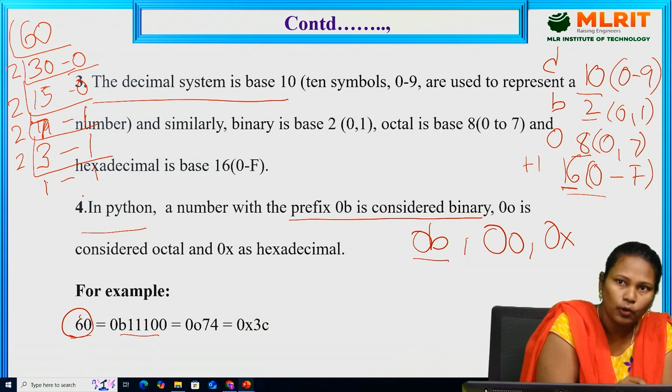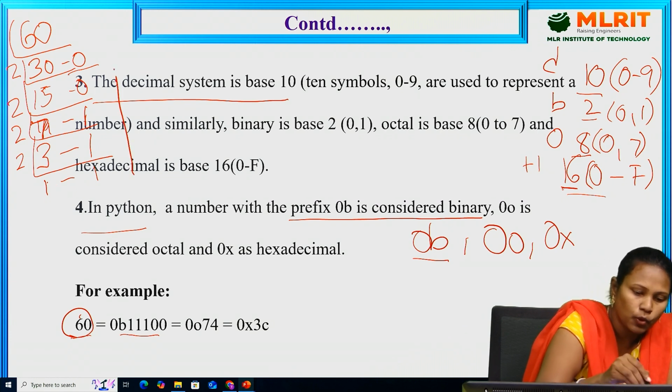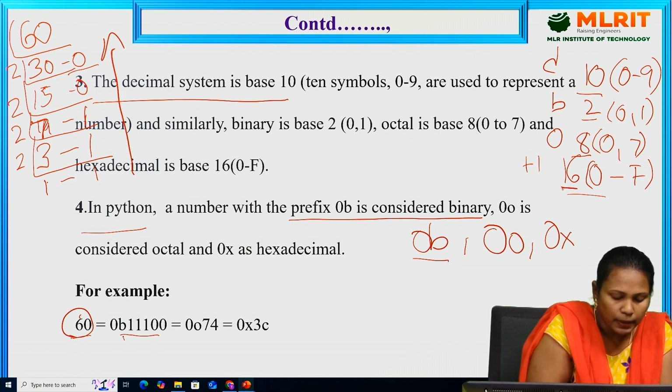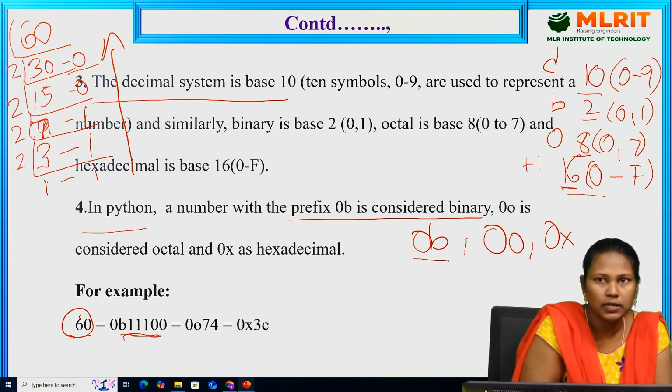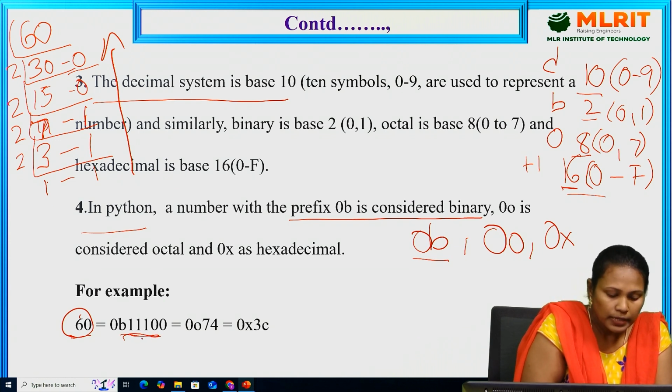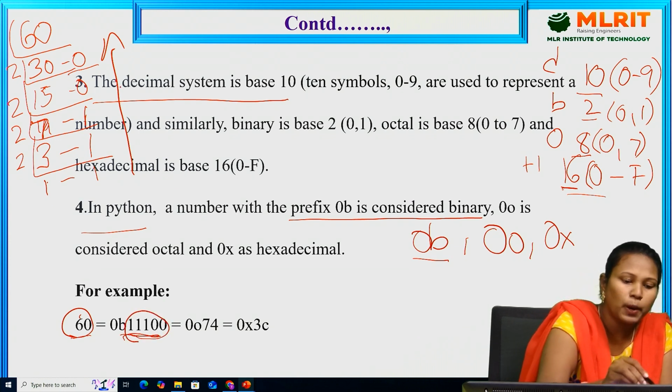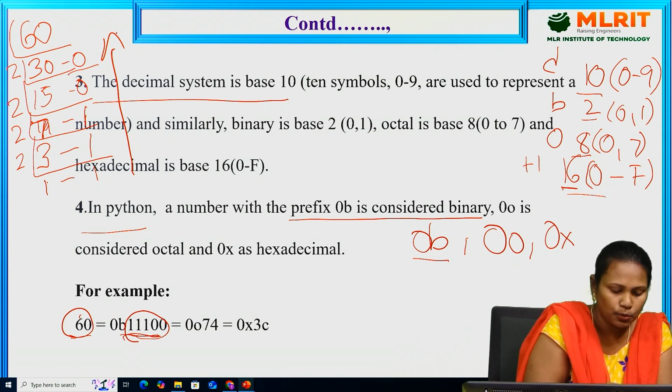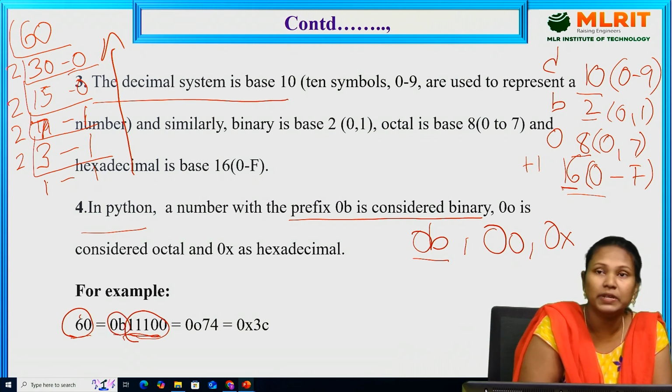We follow the bottom-up approach. So the binary value is 11100, the binary number by the bottom-up approach, and we have to prefix it with 0b.